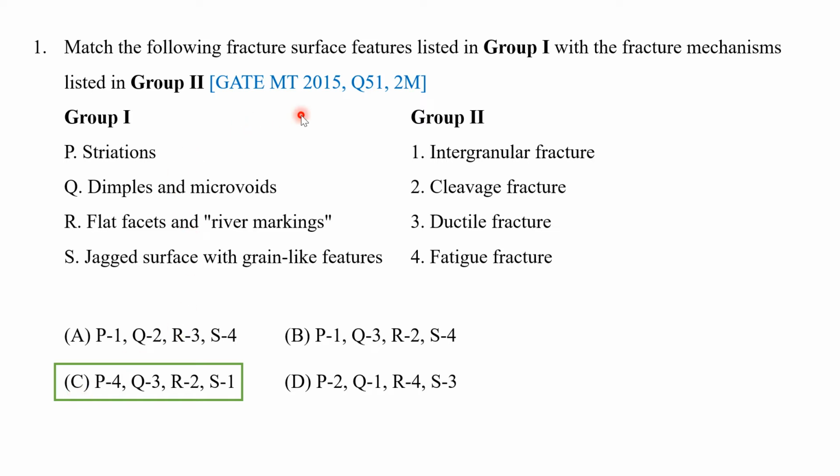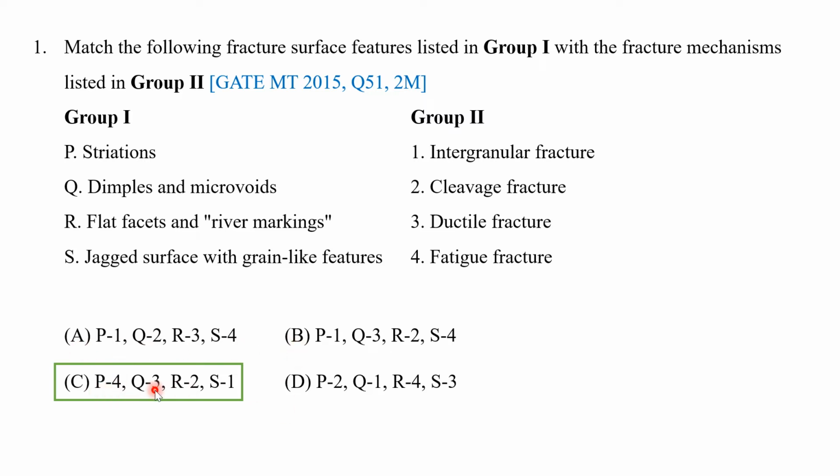In case of match the following questions, please note that if you know approximately 2 to 3 answers, it is most probable that you need not be very sure about the fourth option. In this case, we know that striations are a form of fatigue failure. So B is surely 4. If you know that very surely, there is no need of even seeing the other options, because P4 is only found in option C.